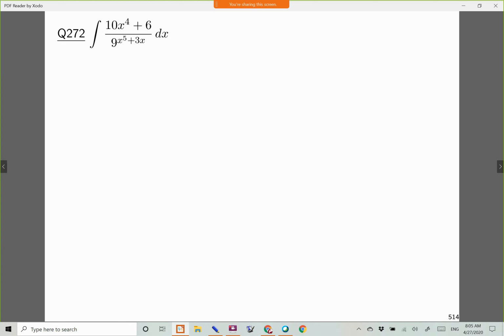So in that case, what you usually need to do is a substitution. So let's pick u equal to x to the fifth plus 3x. So compute a derivative here, one term at a time, using the power rule. This is a fairly nice derivative, right? du over dx is equal to 5x to the fourth plus 3.